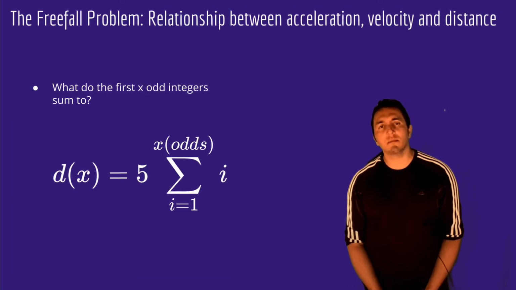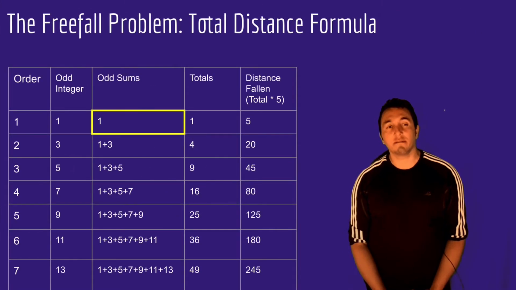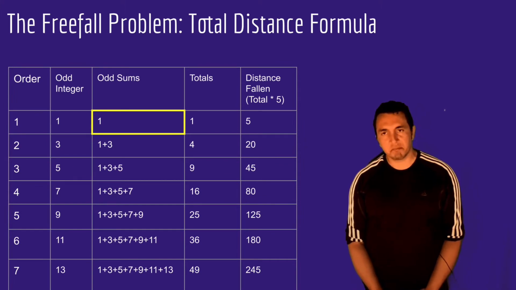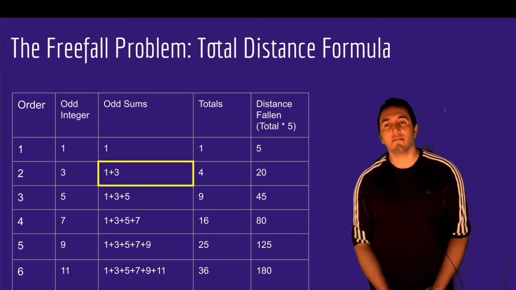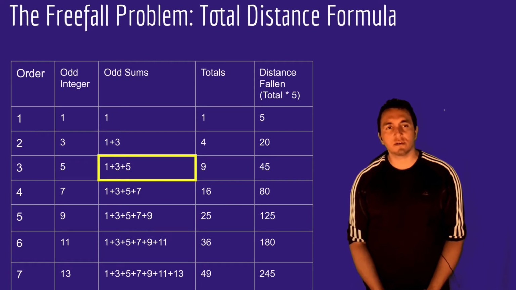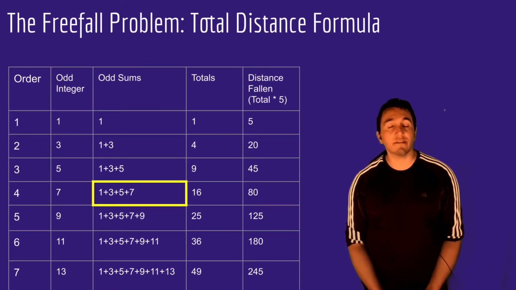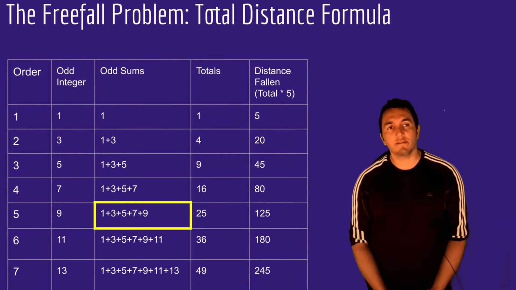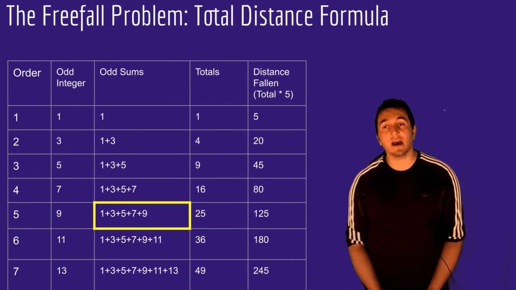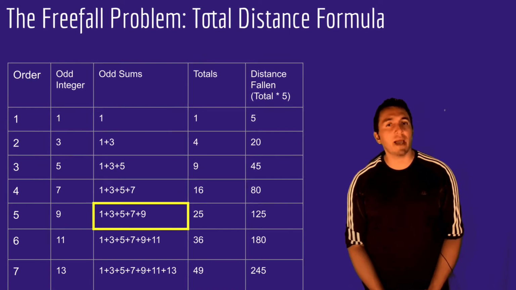So what is the sum of the first x odd integers? Well, let's think about it. The sum of the first odd integer is 1. Not surprising. The sum of the first two odd integers, which are 1 and 3, is 4. And the sum of the first three odd integers, which are 1, 3, and 5, is 9. And if we add the next odd integer, which is 7, then we get 16. Of course, for the sum of the first 5 odd integers, we have to add 9, and we see that that is 25. And you might be noticing a pattern here.